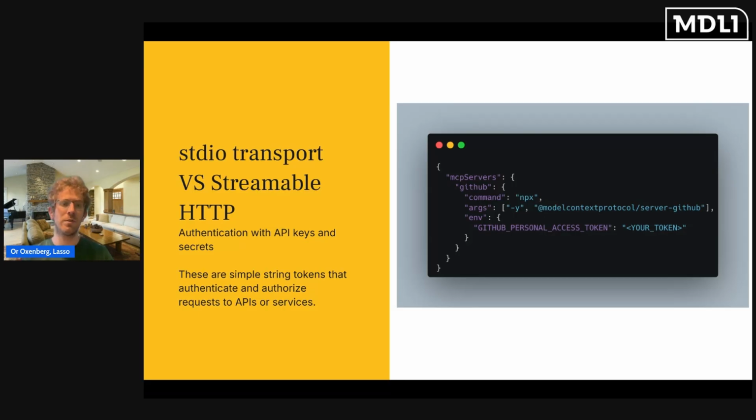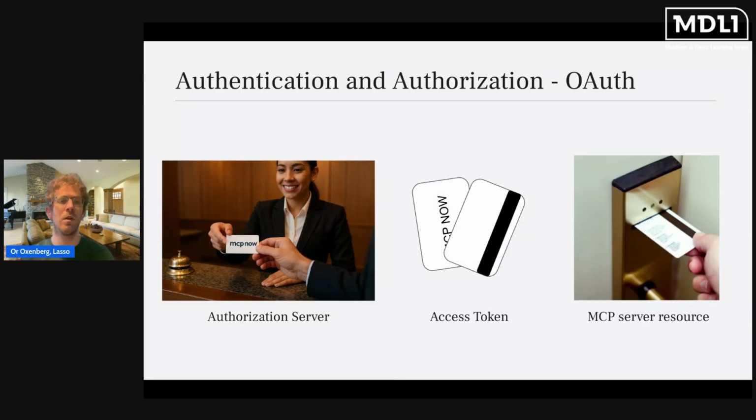So the server needs to implement something called OAuth. This OAuth protocol works like a hotel. You have a reception, and the reception gives you a card for the room you want to go to. This card contains all the information about which type of room you want to go to and how many times you will have access to this room. The reception is the authorization server in OAuth.